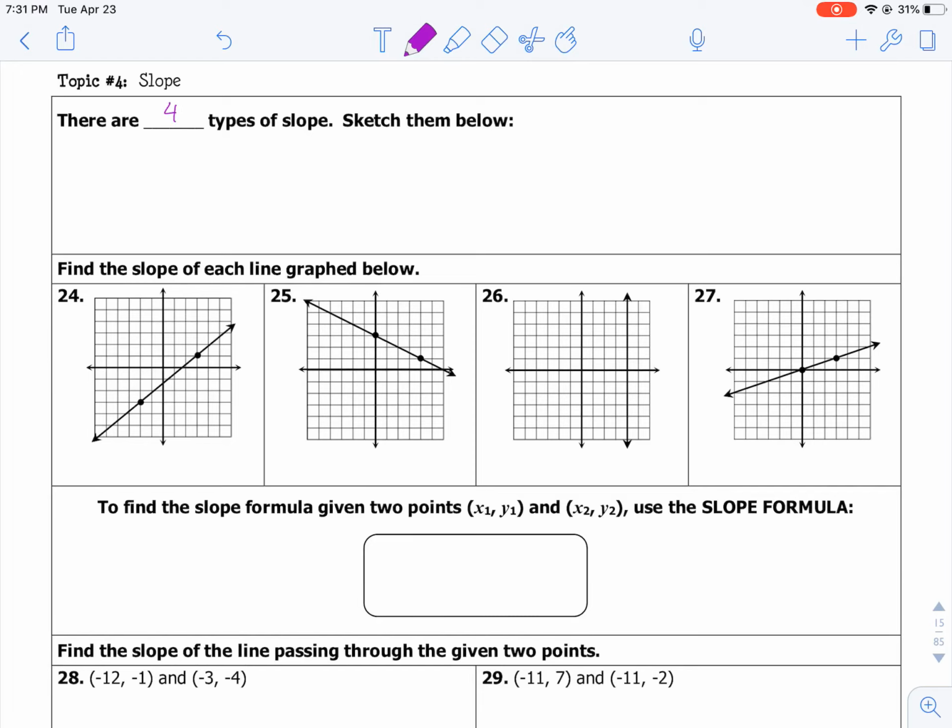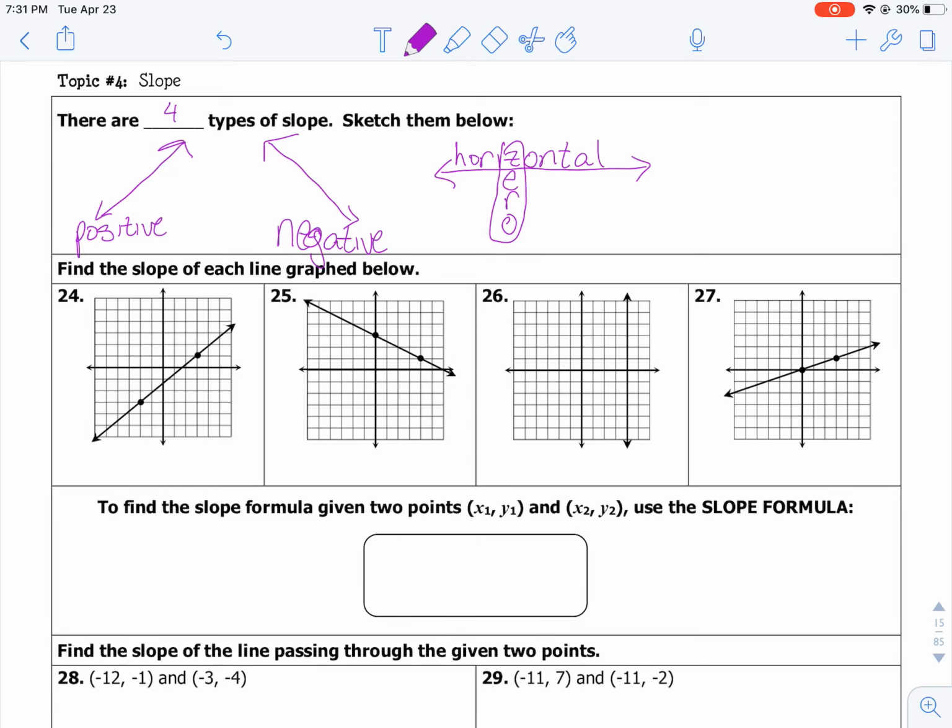We've got 4 types of slope. We've got slope that goes uphill, which is positive slope. We've got negative slope, a horizontal line. Horizontal has a 0 slope, and then a line that is going up and down is called undefined.